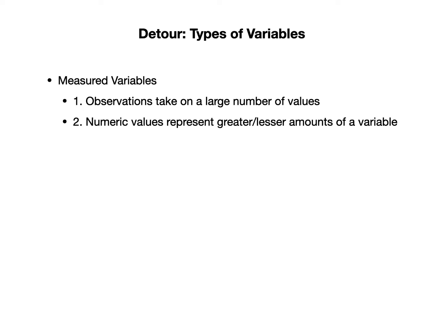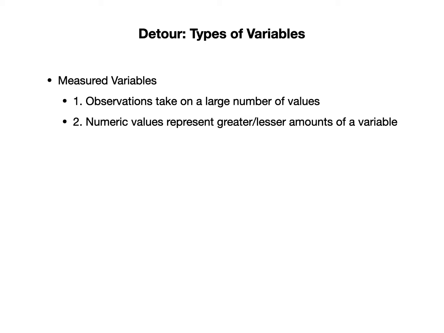We're going to take a quick detour into types of variables. The distinctions I'm going to make regarding types of variables might be a little different than what you've run into before. You may have run into the nominal, ordinal, interval, ratio distinction. Those are fine and can be a useful distinction, but that's not what we're going to focus on in this class. The first kind of variable we're going to talk about are what we're going to call measured variables.